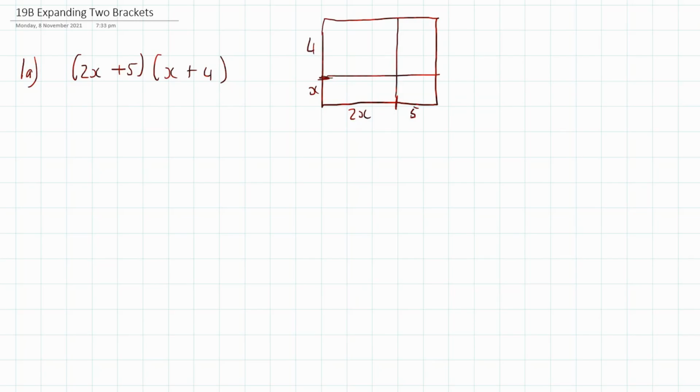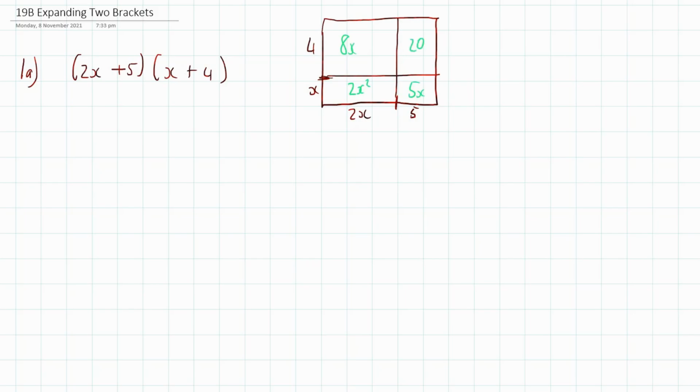So the area of this bottom left piece is 2x by x, which is 2x squared. The area of the right hand bottom is 5 by x, which is 5x. The area of the left top is 4 by 2x, which is 8x. And the area of the right hand top is 5 by 4, which is 20.